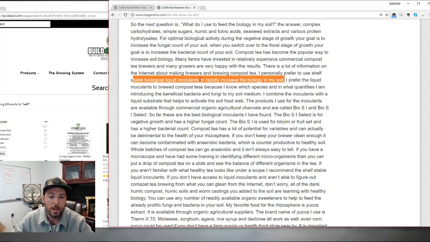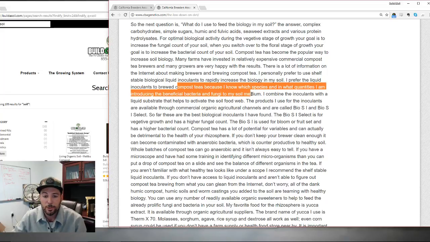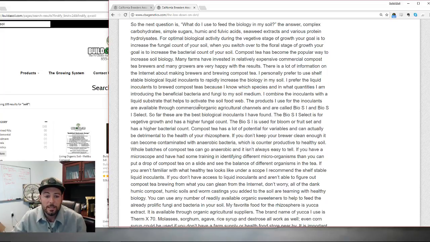I prefer the inoculants to brewed compost teas because I know which species and which quantities of beneficial bacteria and fungi I'm introducing to my soil medium. I combine the inoculants with a substrate that helps activate the soil food web. This is the liquid one that helps activate the soil food web. Now, he was talking about a different product, but this is why I made this blog post.